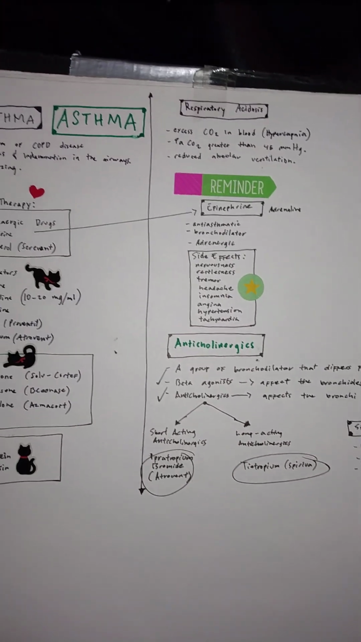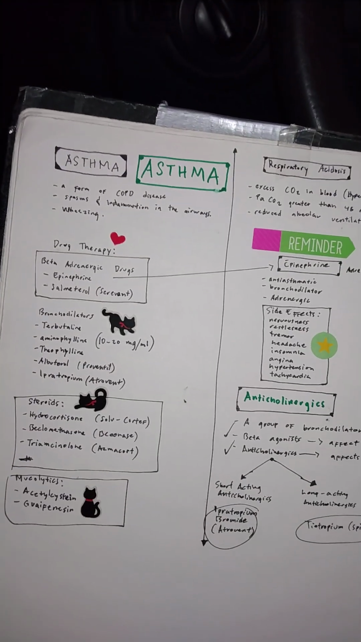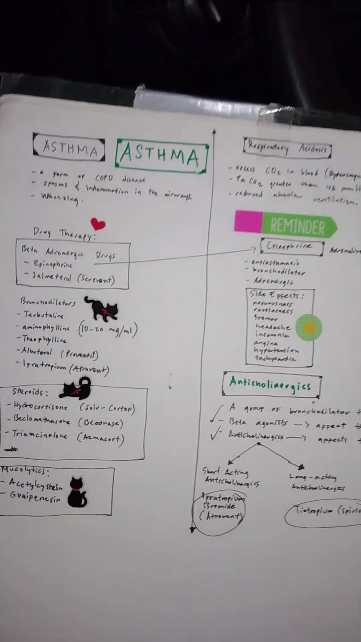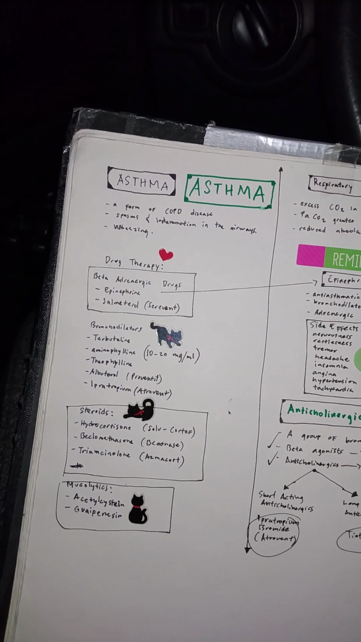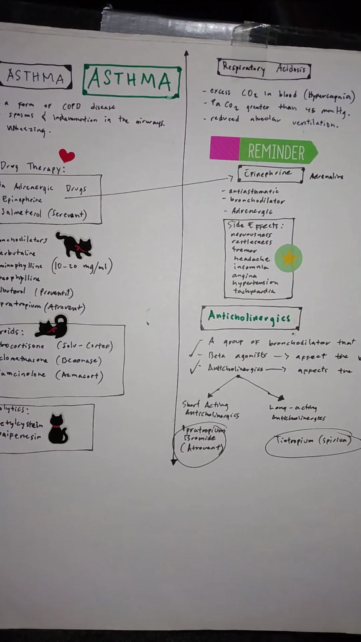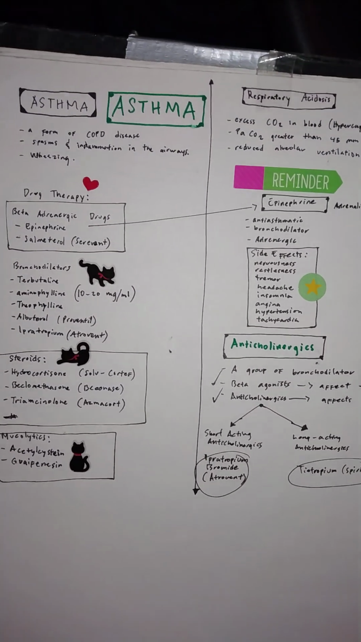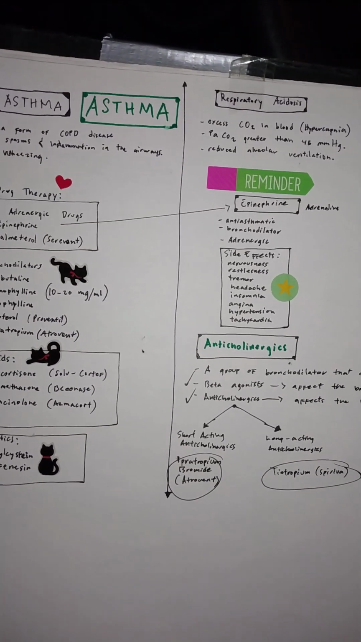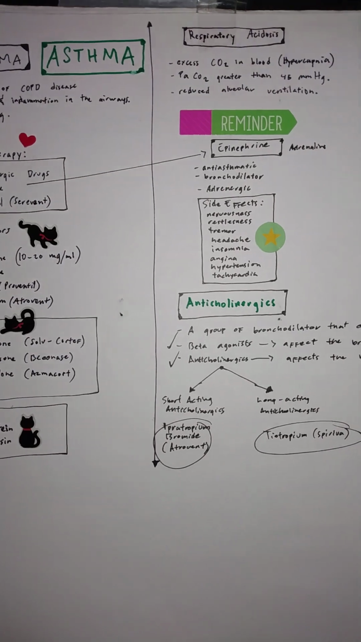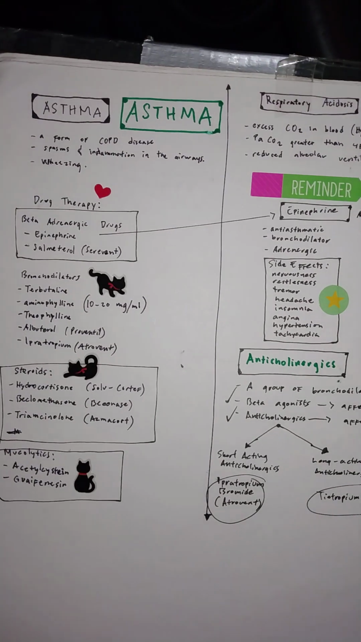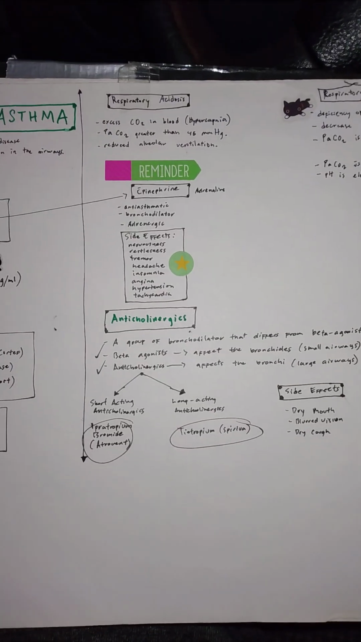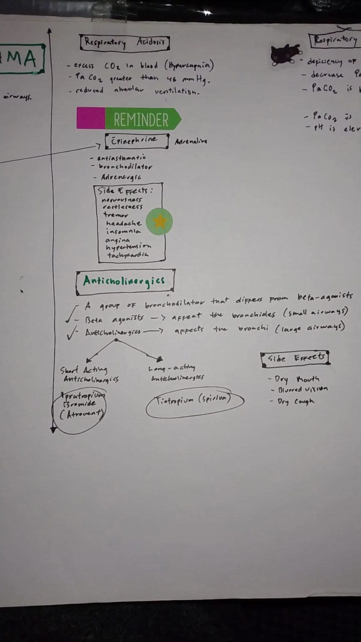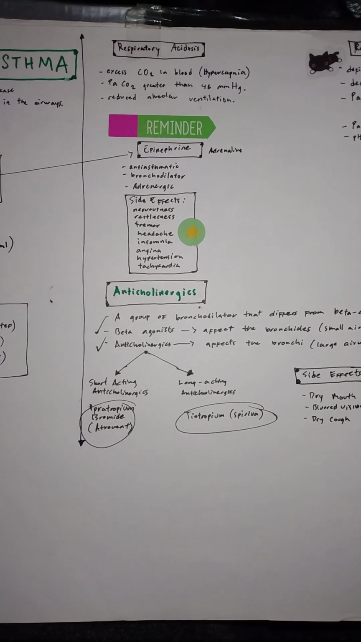Anticholinergics is further classified into two types. You got your short-acting anticholinergics and your long-acting anticholinergics, right? Now, most common short-acting would be your ipratropium bromide, right, or Atrovent. And with long-acting anticholinergics, the most common would be tiotropium or Spiriva, right? Now, remember that the side effects with anticholinergic drugs are mostly dry mouth, blurred vision, and dry cough, right?